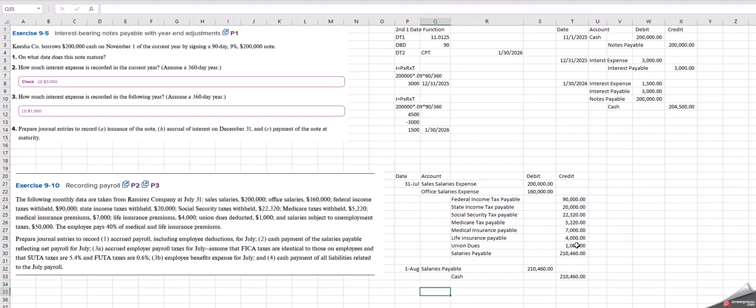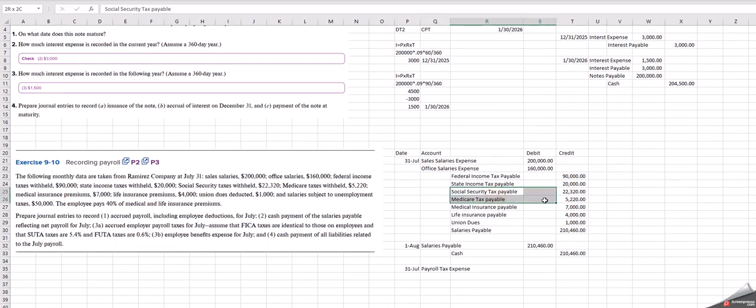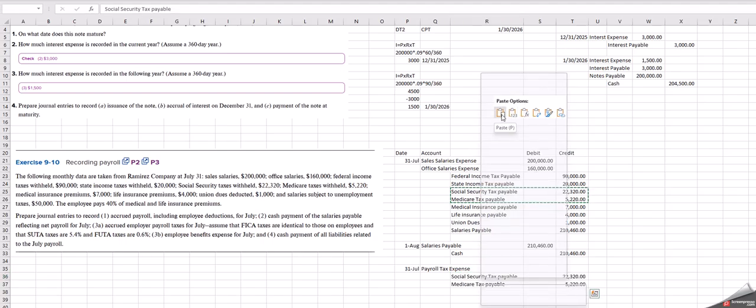Then it says for number 3, do the accrued employer taxes, assume that the FICA taxes are identical to those of the employees, and that SUTA taxes are 5.4% and FUTA are 0.6%. To the employee benefits expense. No, that's not it. So we would just do payroll tax expense. All right, so if we look back up here, our Social Security and our Medicare are the same. So I can copy those and put those down here.